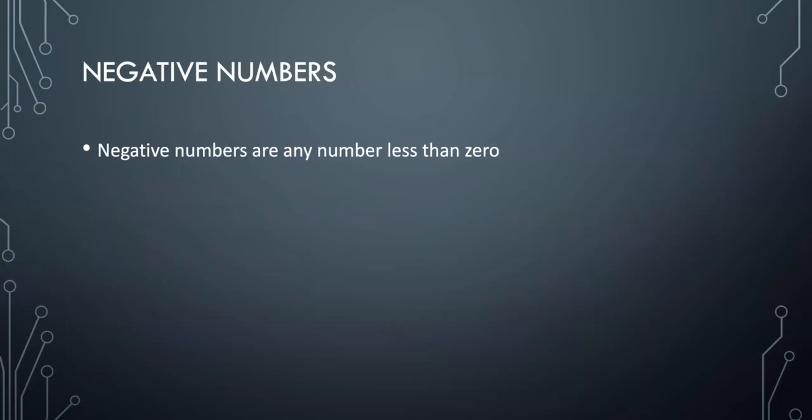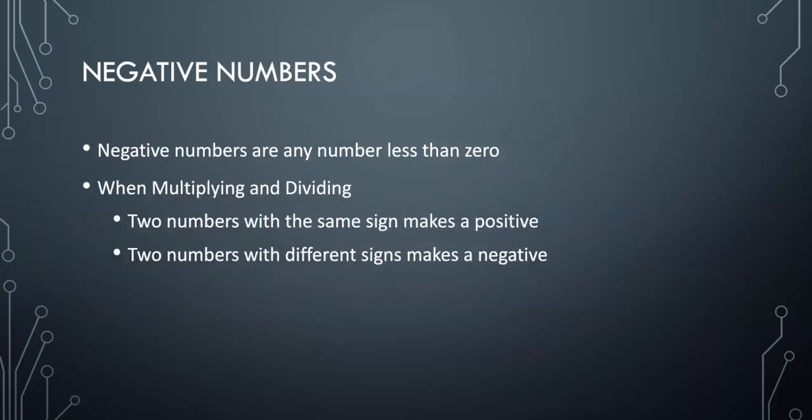Negative number: any number less than 0. So minus 3, minus 5, minus 7 are negative numbers. When multiplying or dividing negative numbers, two negative signs make a positive sign, and different types of signs always give a negative.